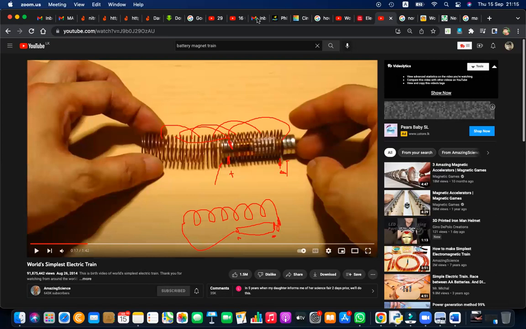This will make the battery and the coil hot. When you do the experiment, you will understand. The battery and coil will generate some heat, and after some time the battery will die. That is why I asked you to take a rechargeable battery.